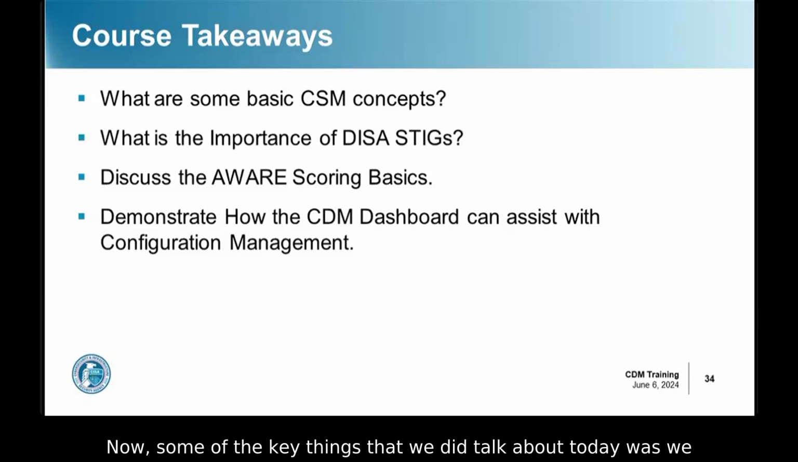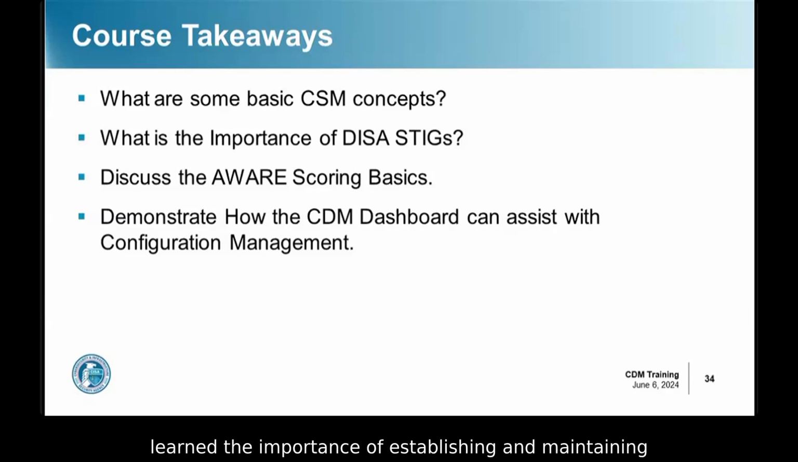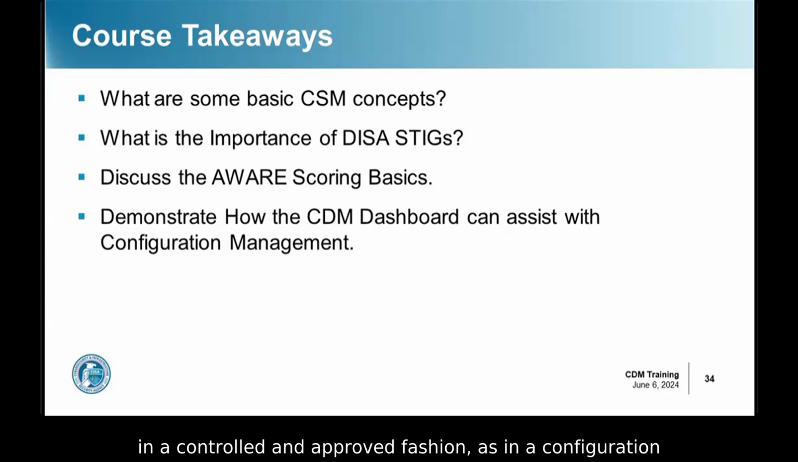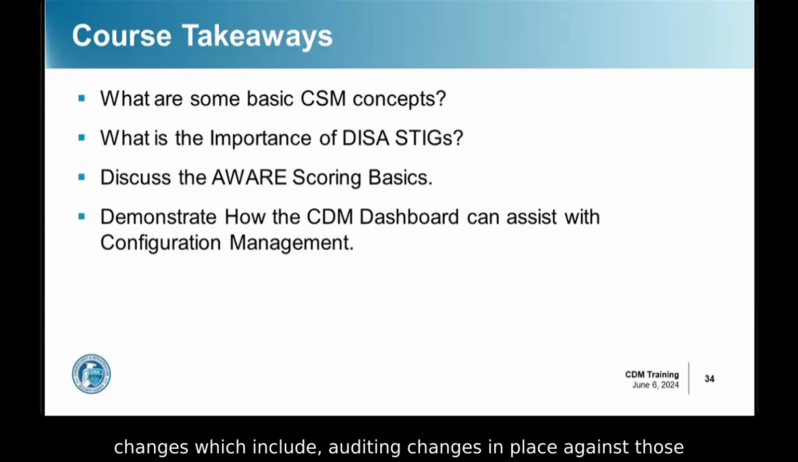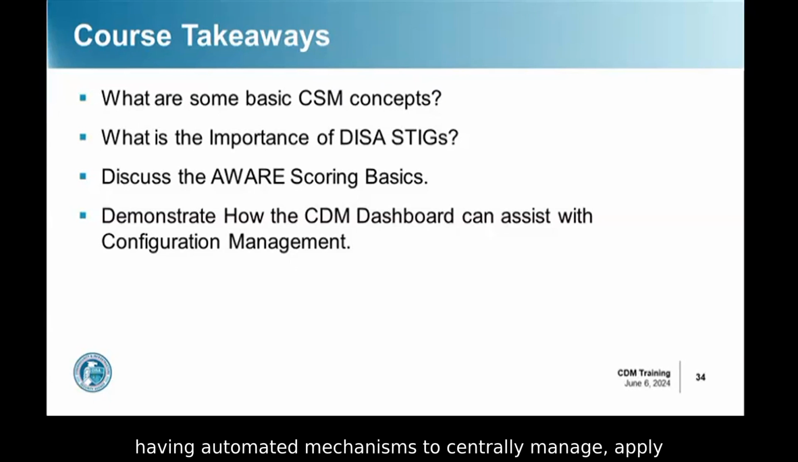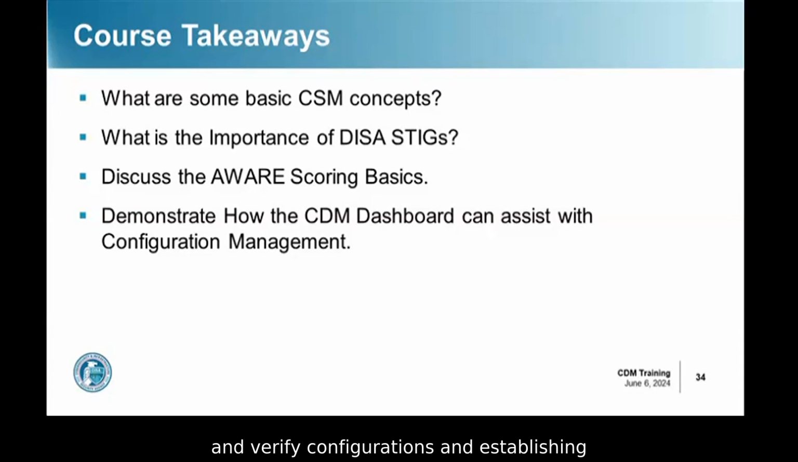Now, some of the key things that we did talk about today was we learned the importance of establishing and maintaining configuration inventories. Also establishing and updating baseline configurations for systems. Having particular processes in place that are established to make changes in a controlled and approved fashion, as in a configuration control board. To manage deployed configurations and to monitor changes, which include auditing changes in place against those established in the inventory or baseline. Having a controlled process for exceptions with periodic review. Having automated mechanisms to centrally manage, apply, and verify configurations. And establishing non-persistent settings to protect against unauthorized changes.